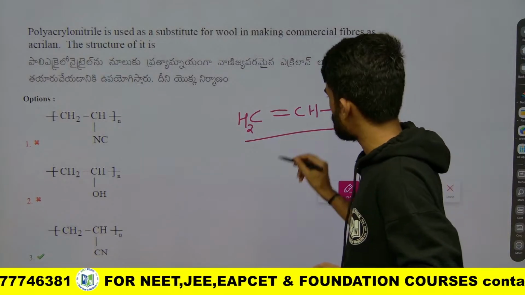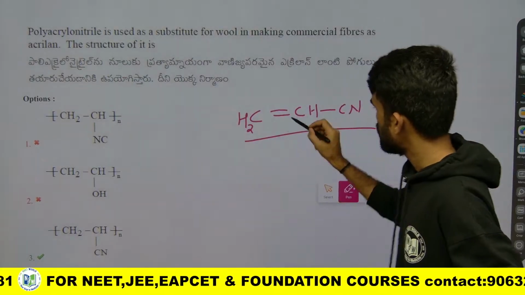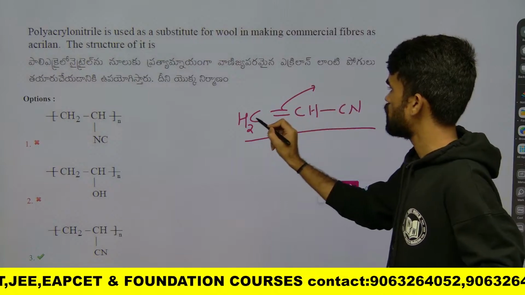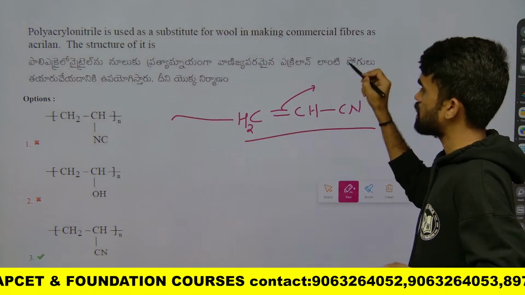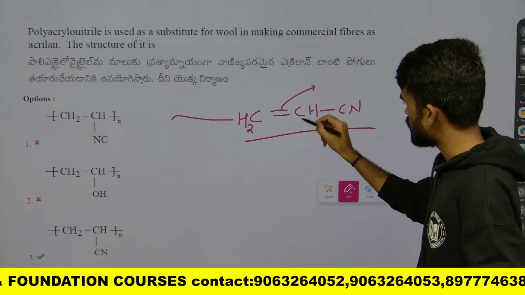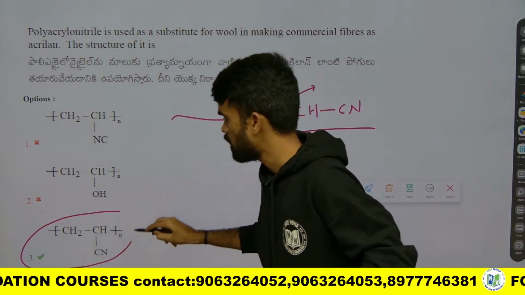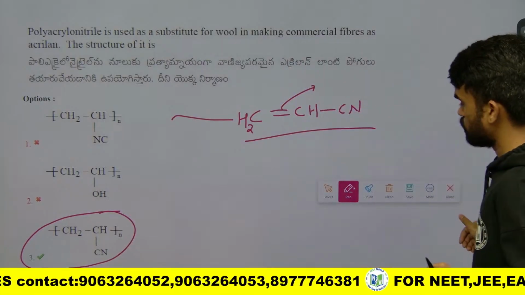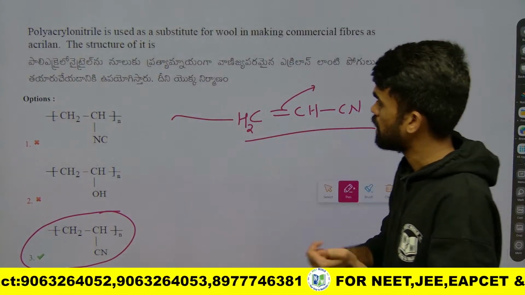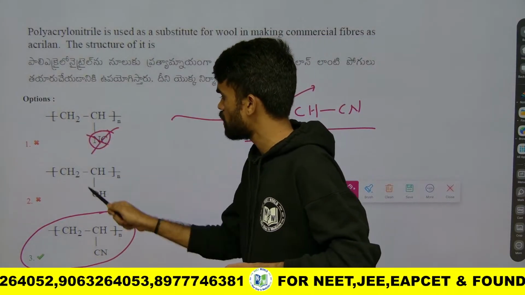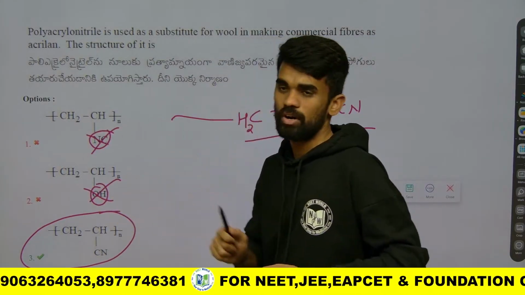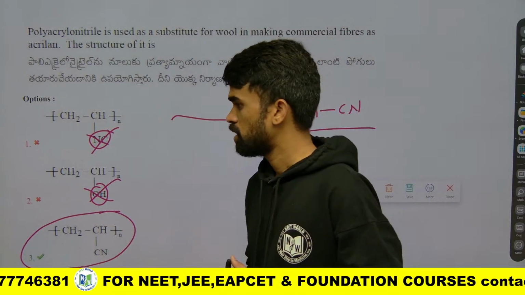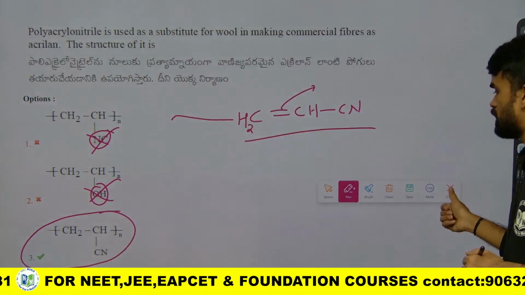Okay, and what is its polymer? By forming these bonds, this carbon will get a long chain, and cyanide lies here. So we will have a polymer like this. So option 3 is the answer for this question. The cyanide group should be there. Here they have given isocyanide, so it is wrong. Here they have given alcohol, this is also wrong. Only the nitrile group or cyanide group should be there. That is there only in option 3, so it is the correct one.